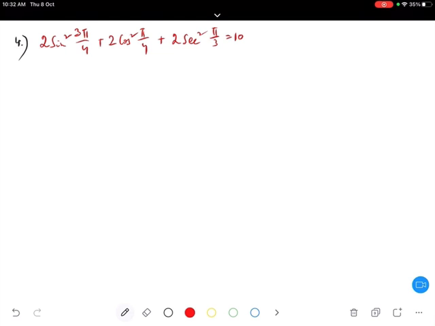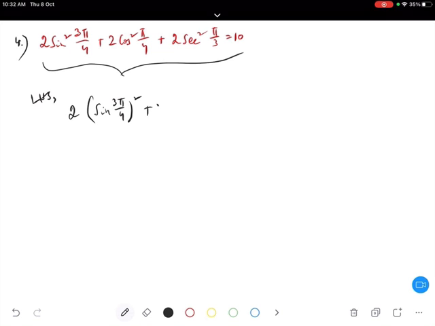Look at here. First thing, again we have to do left hand side. So LHS is equal to 2 sine 3 pi by 4 whole square plus 2 cos pi by 4 whole square plus 2 sec pi by 3 whole square. Yes. Tell me, what is the value of sine 3 pi by 4?